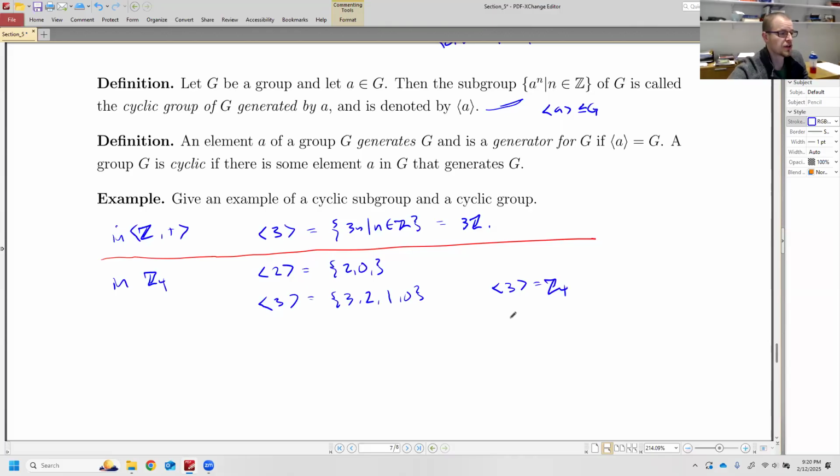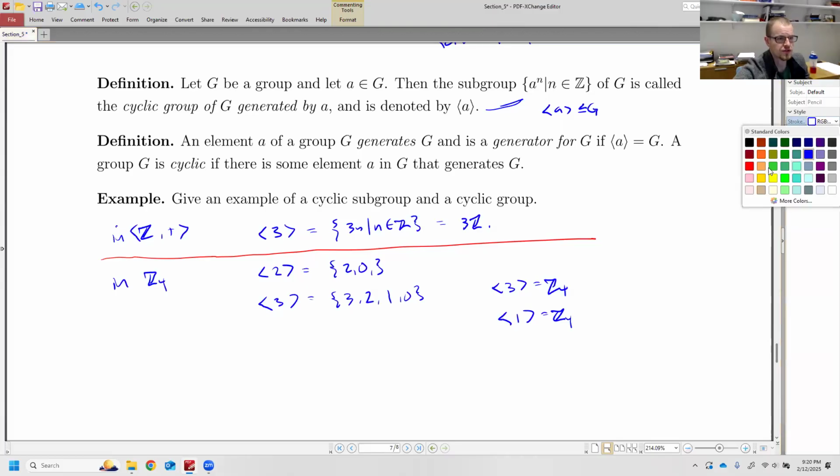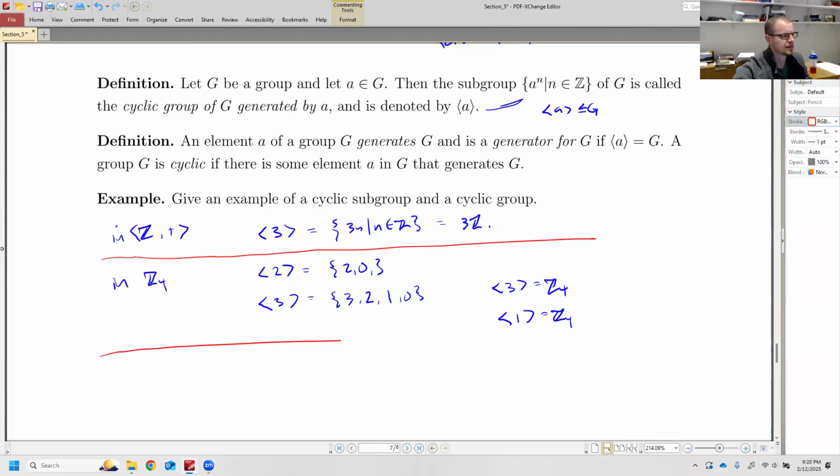So it works out to be that 3 generates Z4. Excellent. We can also show that 1 generates all of Z4 as well. And of course, 0 is just the trivial subgroup; 0 generates this trivial subgroup. We could have given another example here in Z. We could certainly give that 1 and -1 both generate all of Z, because we're talking about multiples there.